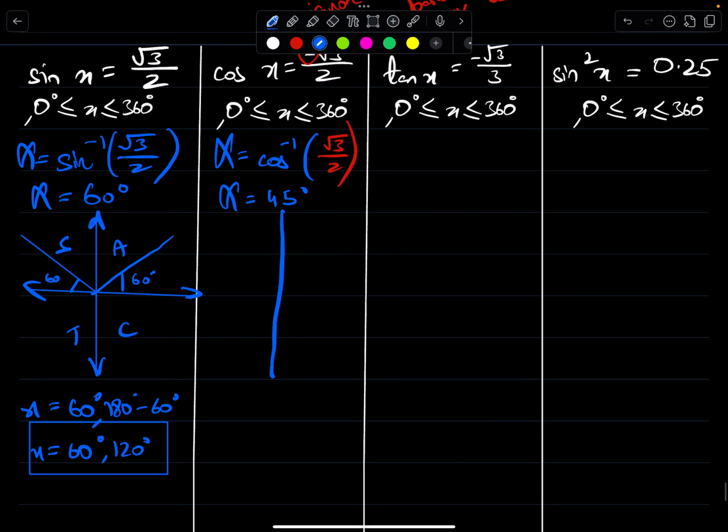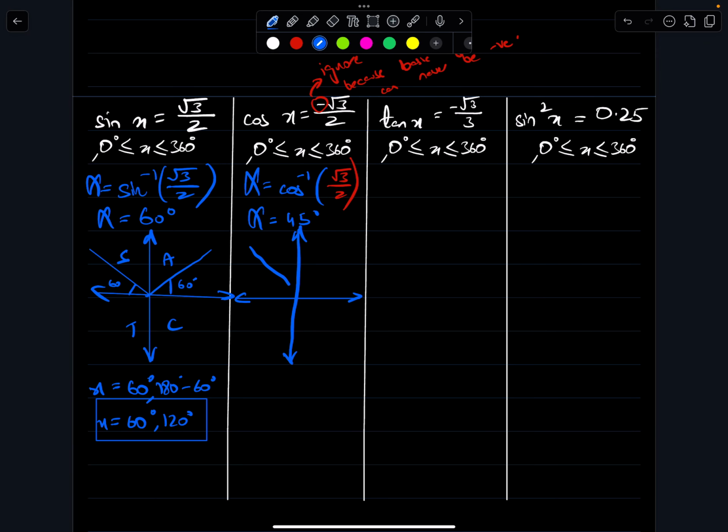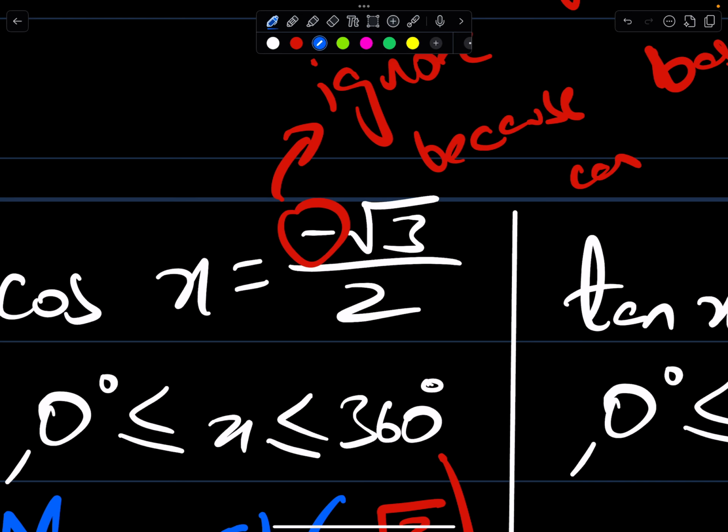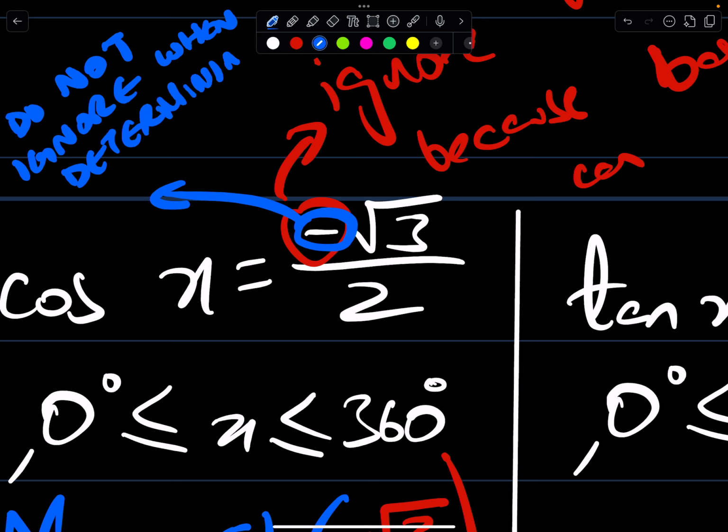Then I'll plot a graph of ASTC. Again, cos is negative in the second and third quadrants. I only ignore the negative sign to find alpha. Thus, we have a 45 here and a 45 here. Do not ignore the sign when determining the quadrants in which the answer is.